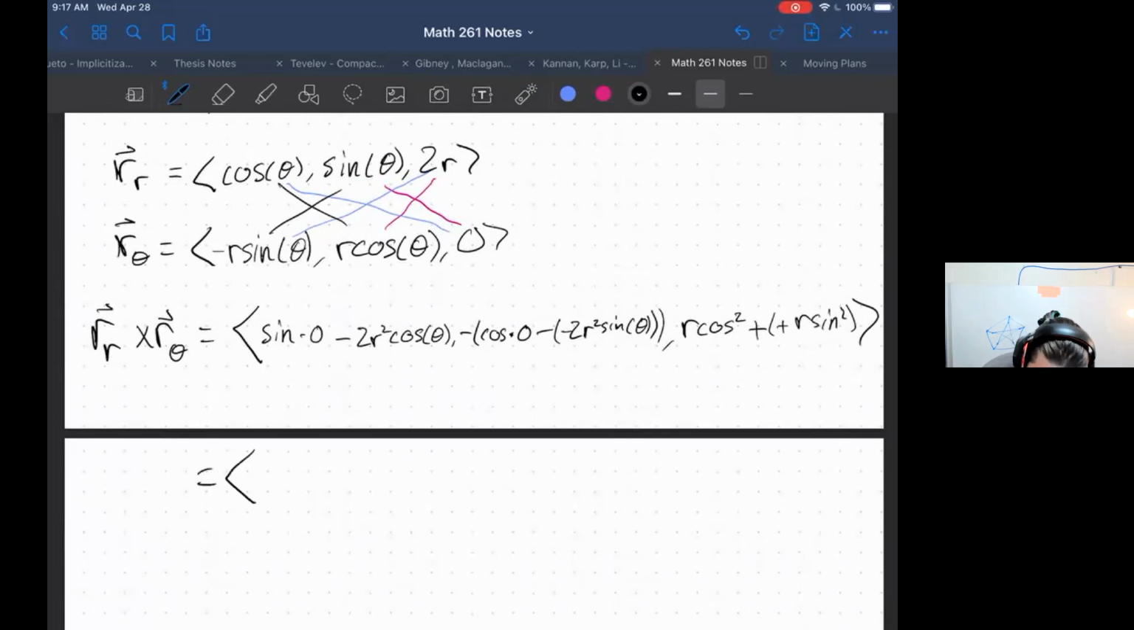Okay, so let's write all this out again. We have a negative 2r squared cosine of theta. Second component, we have a bunch of negatives running around, but overall we get a negative 2r squared sine of theta. Third component, we have a sine squared plus cosine squared. We can factor out the r to get that, and so we should just have an r.